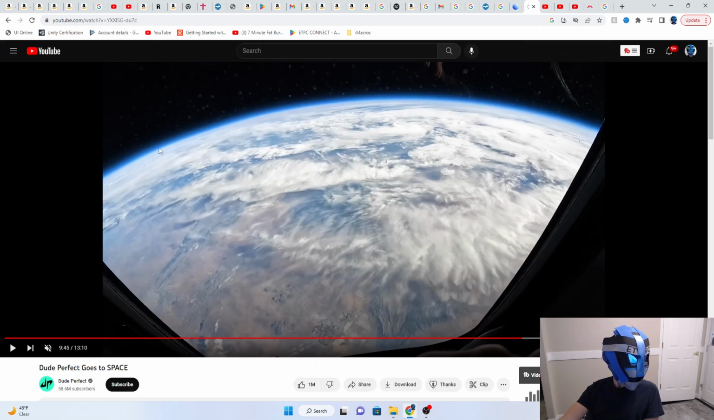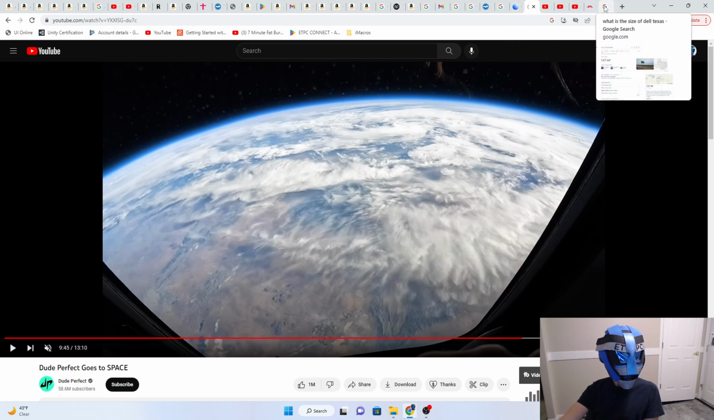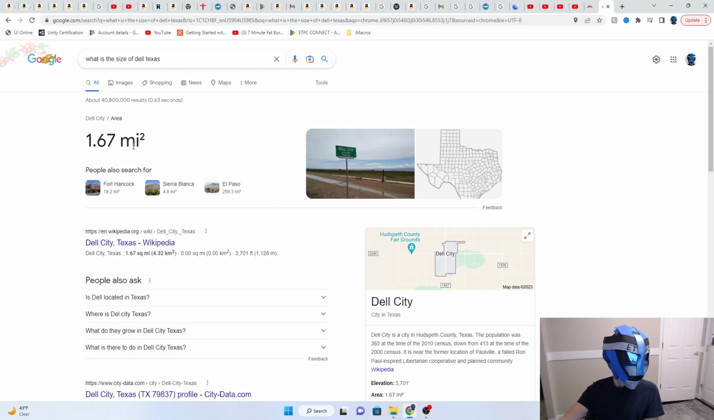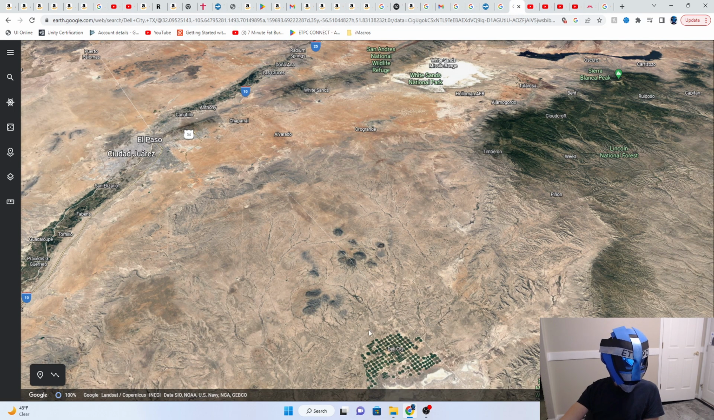I mean, if this is 30% of the entire Earth here, if you're just looking at a circle, we'll give you 10%. How big is this? It is right here: 1.67 square miles is how big Dell City, Texas is. So this is it right here.